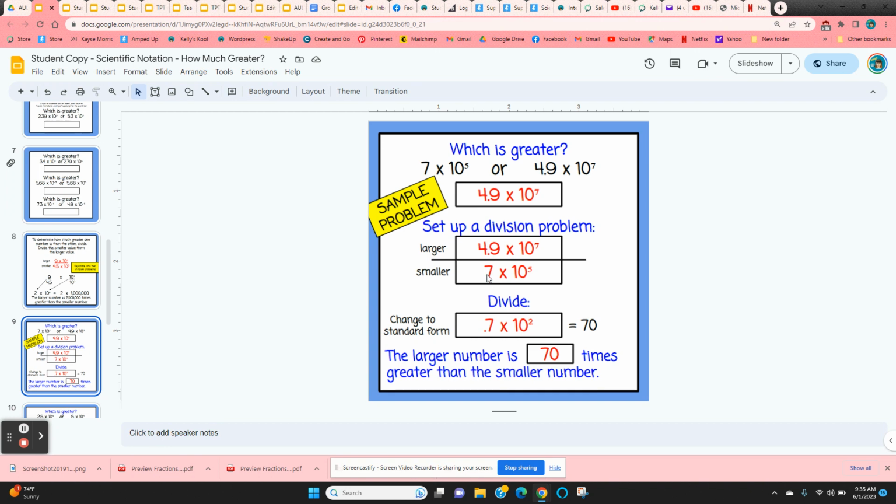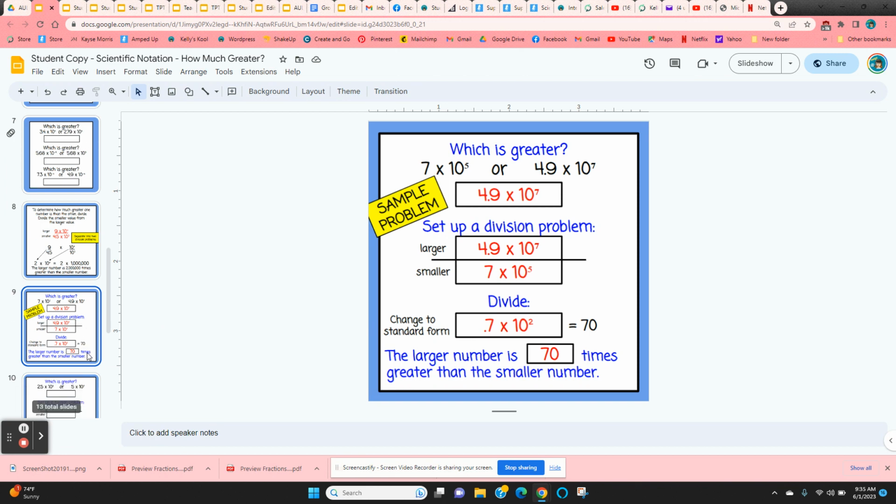So this one, 4.9 divided by 7, will give them 0.7. And then here they subtract the exponents, which will give them 10 to the second power. And then if they figure out what this is in standard form, they just move their decimal point 2 places to the right, which will give them 70. So the larger number is 70 times greater than the smaller number.